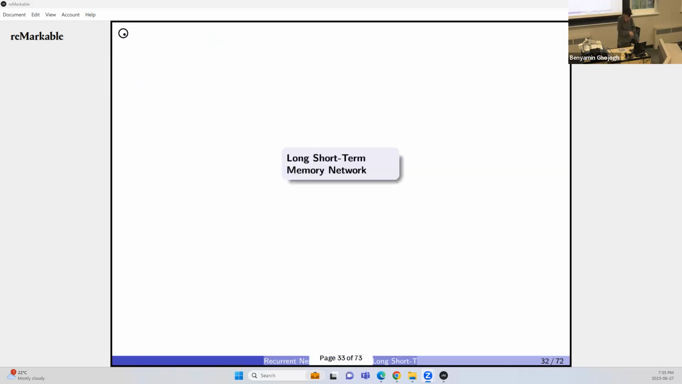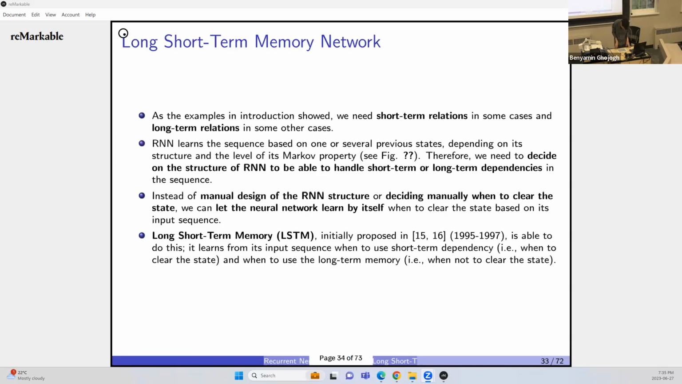Okay, now LSTM, long short-term memory networks. So as examples in the introduction showed, we need short-term relations in some cases and long-term relations in some other cases. Do you remember in the previous session, we talked about two examples where we needed short-term and long-term relations. Okay. RNN learns the sequence based on one or several previous states, depending on its structure and the level of its Markov property. That is the figure for the RNN, which we already saw before, the unfolded one, okay?